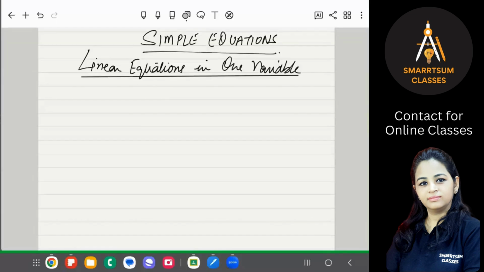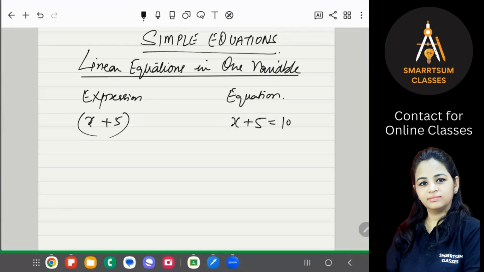Very first, we should know what an equation is. In algebraic expressions, you have learned about what an expression is. Expression and equation are two different things. An expression is like when you write x minus 2y, or simply x plus 5. So this is an expression. But when you say x plus 5 is equal to 10, this is an equation. So there's a difference between expression and equation.